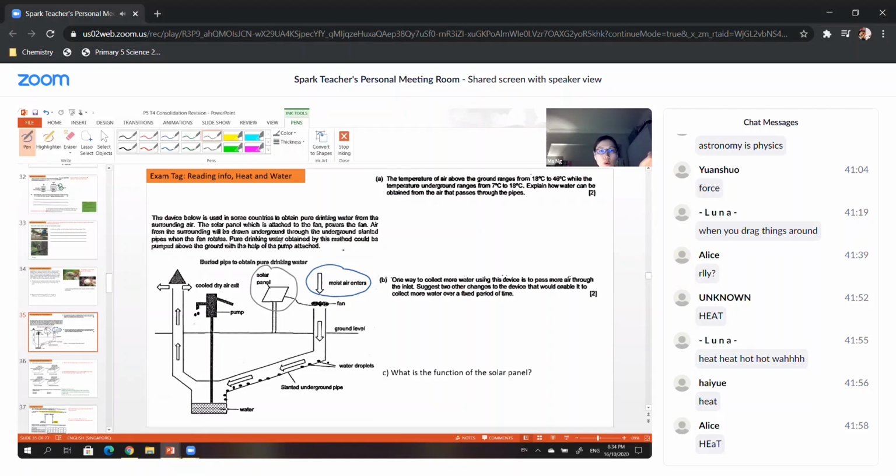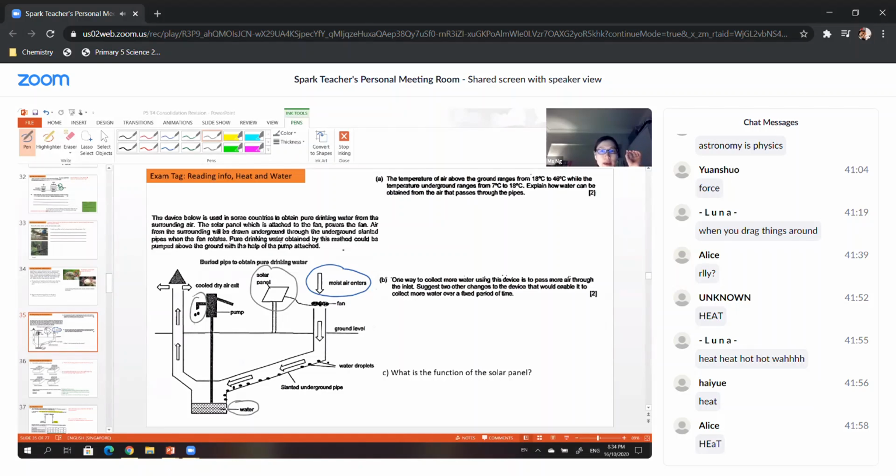Okay, so the pure drinking water obtained by this method could be pumped again above the ground with the help of a pump. So you can see that there's like a container of water collected underground, and then the pump will just pump it out so that people above ground can actually get the water. Yeah. So now let's look at part A.